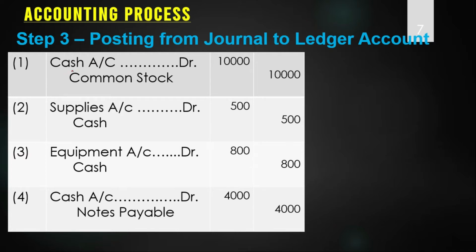The first journal entry is cash account debit to common stock. The second is supplies account debit and cash account credit. Third is equipment account debit and cash account credit. Fourth is cash account debit and notes payable account credit.